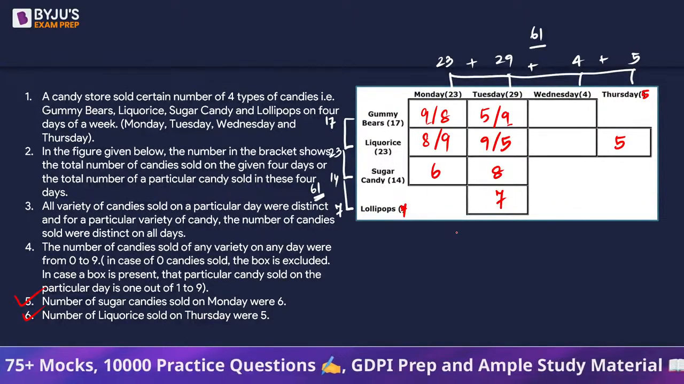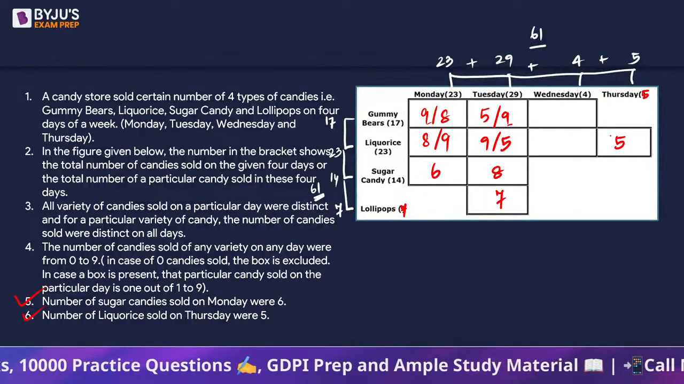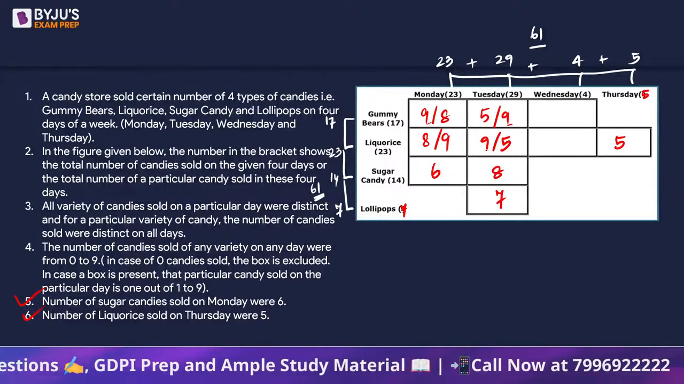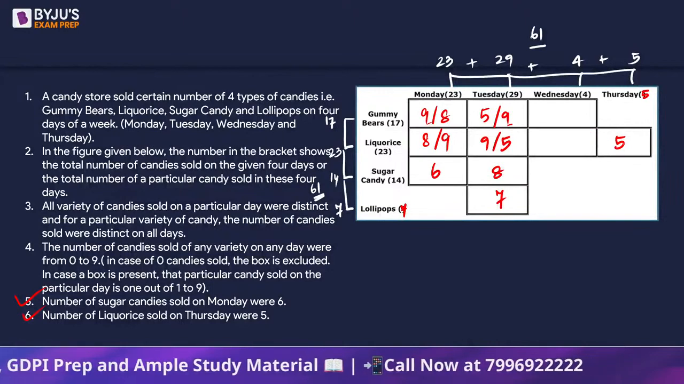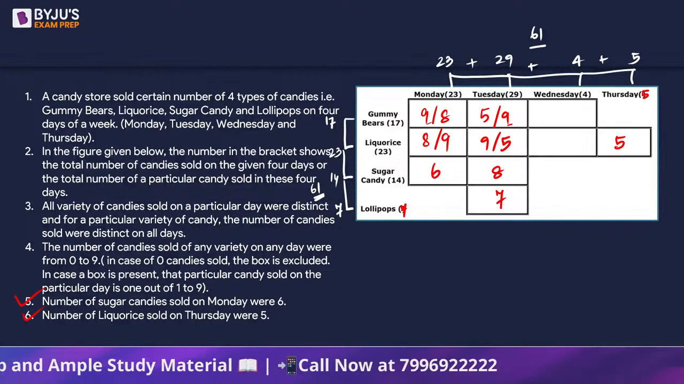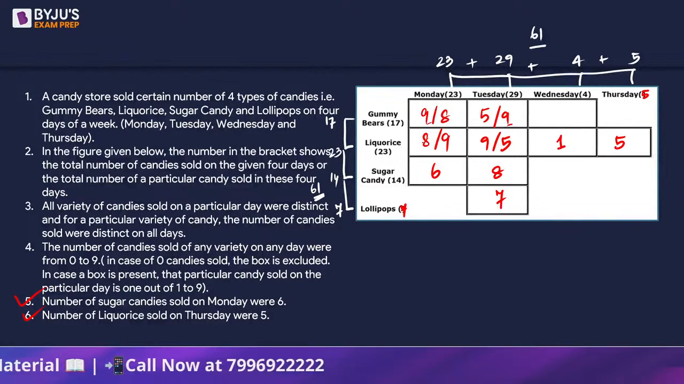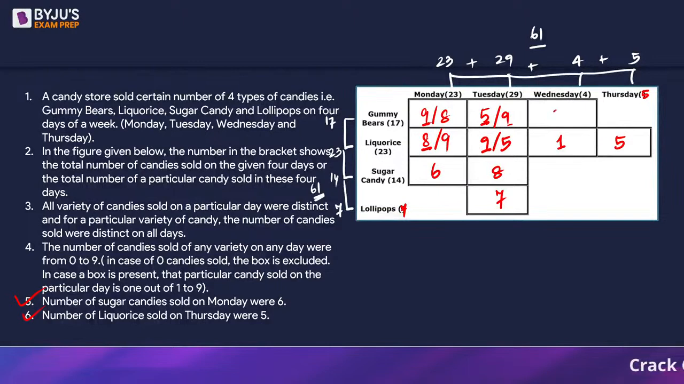Okay. The next largest number is 23. For 23, if we take 8 and 9, that is going to be 17. 17 plus 5 is 22. Then we will have 1 here. So since I have taken 8 and 9, for the gummy bears we will have 9 and 5. 9 and 5 is going to be 14 and we will need a 3.